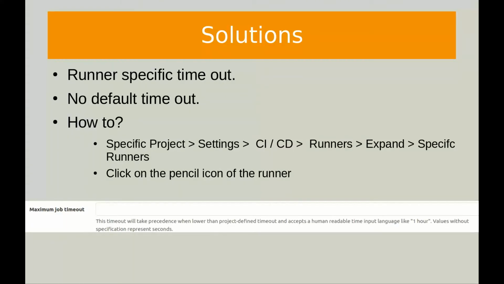Next, you can define a specific runner level timeout. To define a runner level timeout, as I have mentioned earlier, you need to go to project settings, CI/CD runners, expand it, and click on the pencil icon of any of the runners, and you will get this maximum job timeout option. And over here, you can define a runner specific job timeout. So let's say for a project, if you have defined 4 or 5 different runners, for all those 4 to 5 runners, you can define timeout individually by going to this option.